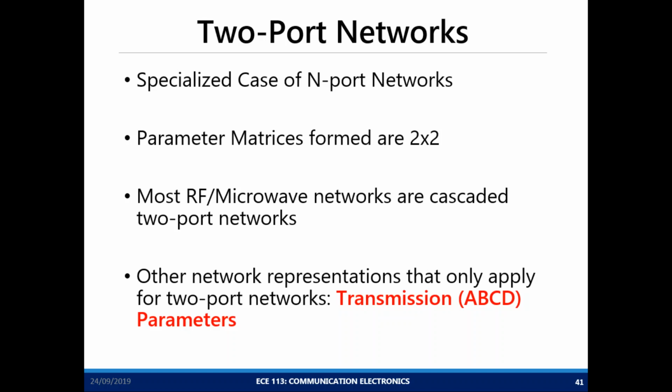So let's look at two-port networks. It's a special case of n-port networks. Most of our RF networks are cascaded two-port networks. Other network representations that only apply to two-port networks are your transmission parameters, or ABCD parameters. So how does this ABCD parameter work?